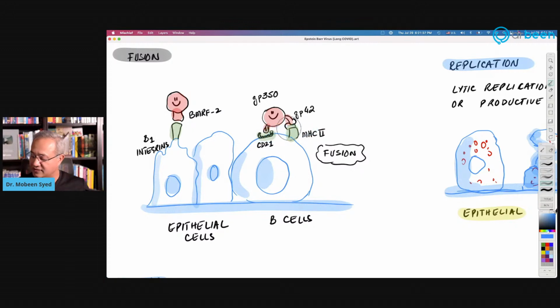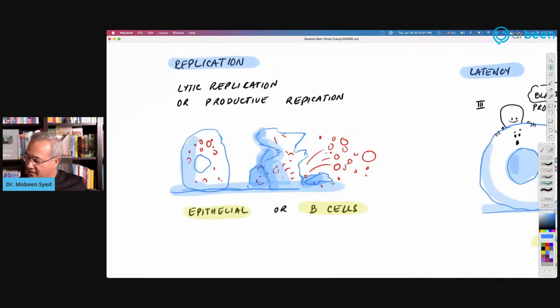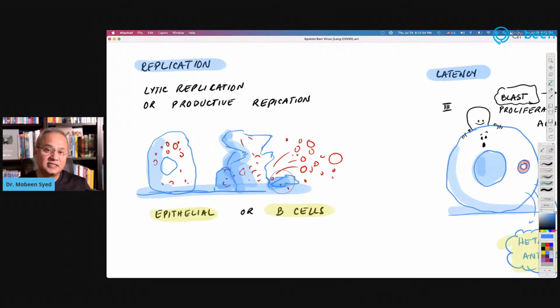These two bindings are like if I connect or bind with something with one hand and the other hand, and I hold it and then I fuse with it. That's what this virus does. It holds the cell with two hands and then it fuses with the cell. Once it fuses, it would inject its dsDNA, and then the dsDNA or the genetic material would do the rest of the thing. So this is fusion.